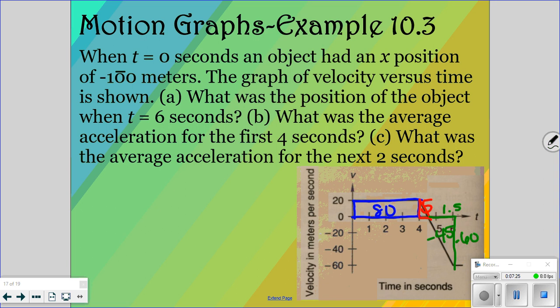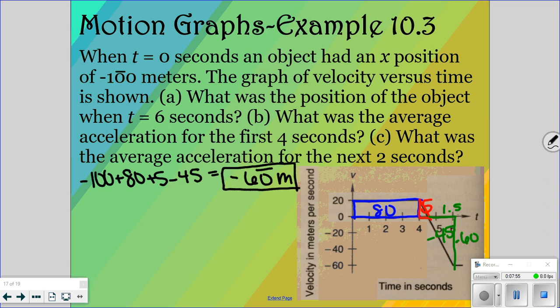And then we're going to add those together. But we started at negative 100. So we had negative 100, and then we went a positive 80, a positive 5, and a negative 45. So if you add those all up, you should get negative 60. And so that's the position at the end. And again, you have 2 sig figs, so it's in meters, so negative 60 meters would be your answer for A. So that's how you deal with your motion graphs whenever it asks about the position.